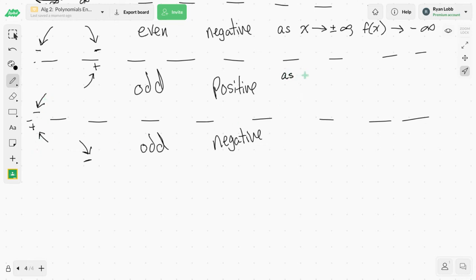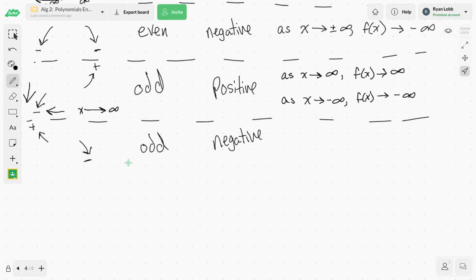We say, as x is going to infinity, which would mean moving to the right, x is approaching infinity, going in that direction. What's my y doing? As x goes to infinity, f of x goes to infinity. And then as x goes to negative infinity, what's f of x doing? Well, if it's odd, I have to be doing the opposite thing, going to negative infinity. So as x goes that way, my y goes that way, to negative infinity. That's my f of x.